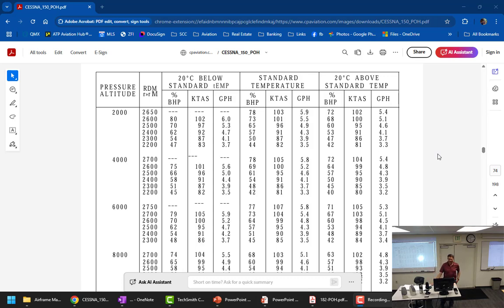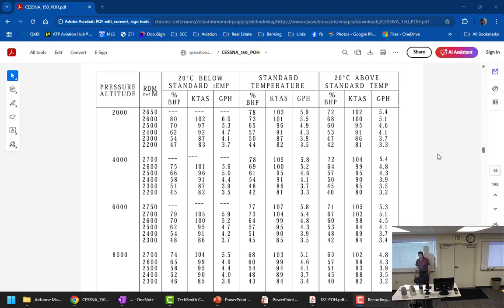All right. As promised, looking at the Cessna 150 POH. It stands for Pilot Operating Handbook. At 2,000 feet, I choose my horsepower setting. If I'm climbing, I want up here. But let's say I'm in cruise. I want 62%. We'll say 62%. I want 65. They don't have that, so I'm going to power back to 2,400.